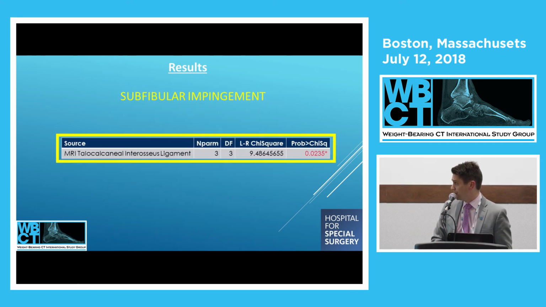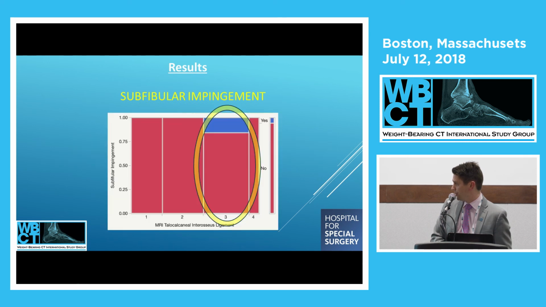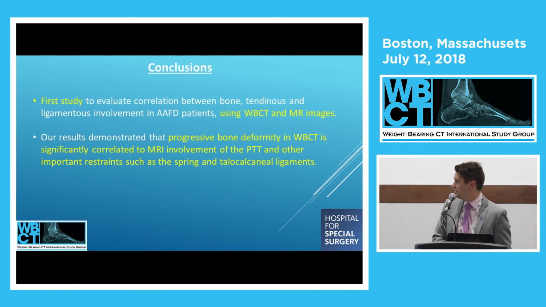For the subfibular impingement, the most reliable or the most related measurement in the MRI was talocalcaneus interosseous ligament, a very good correlation, as we show here. If you have a degeneration graded as 1 or 2 of the interosseous, you don't have subfibular impingement for sure. So maybe once the interosseous is gone, then the calcaneus is going to shift completely and maybe hit the fibula.